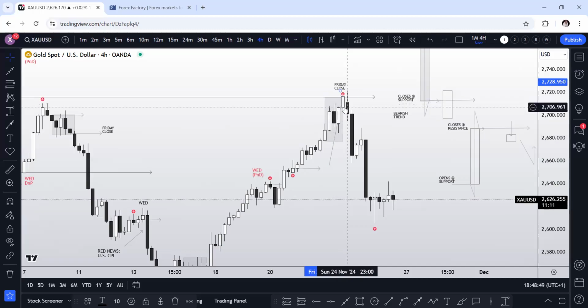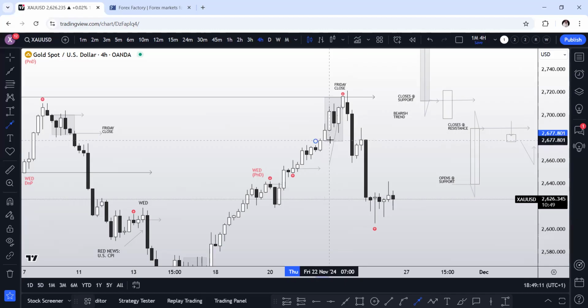This is Sunday. The market opens on Sunday. This is 4 hours. It opens on Sunday and then goes ahead. Then Friday opens after the close of Thursday. This is Thursday, 21st of November. This is Friday, 22nd. So the market closes on Thursday as bullish, closes at resistance as bullish.